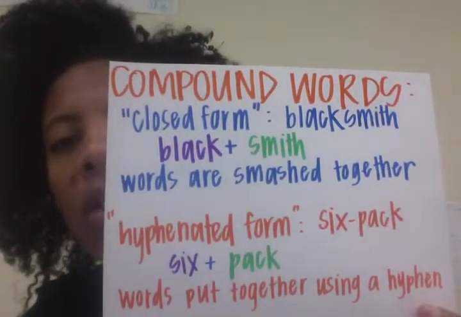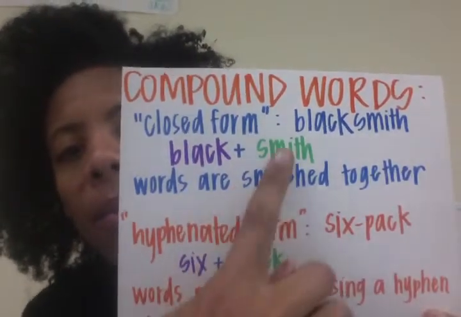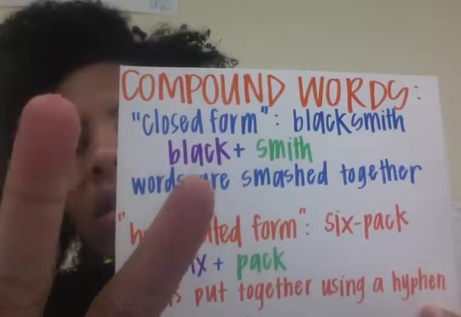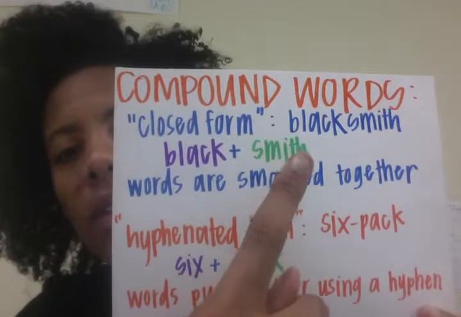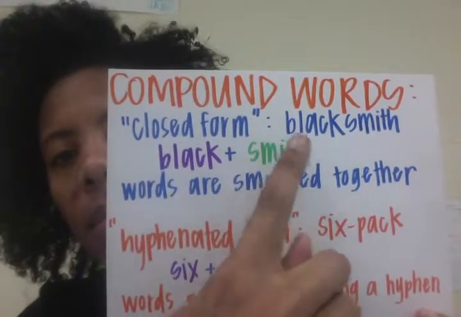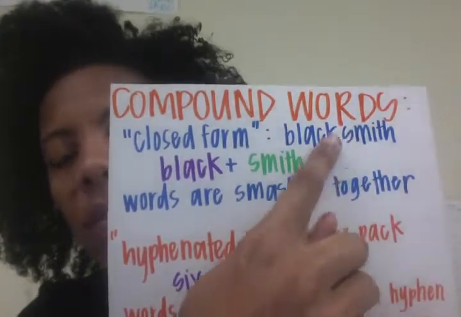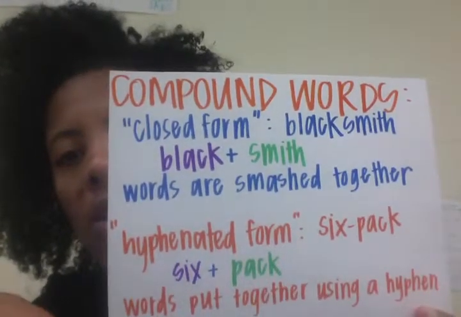They're smashed together. So you can take the word blacksmith, and you know that that is two words, black and smith, blacksmith. It's closed because there's nothing in between the two words. They're just smashed together.